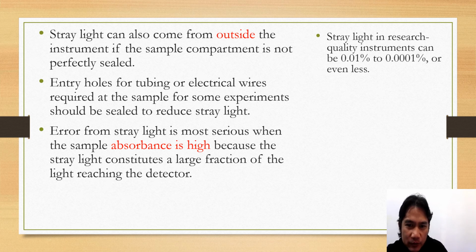Errors from stray light are most serious when the sample absorbance is high because stray light constitutes a large fraction of the light reaching the detector. Stray light in research quality instrument can be from 0.01% to 0.001% or even less.